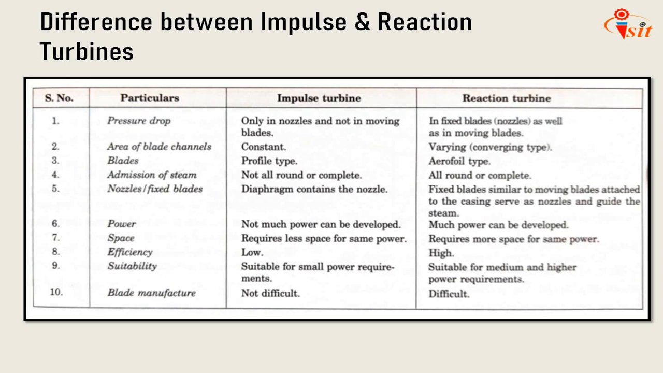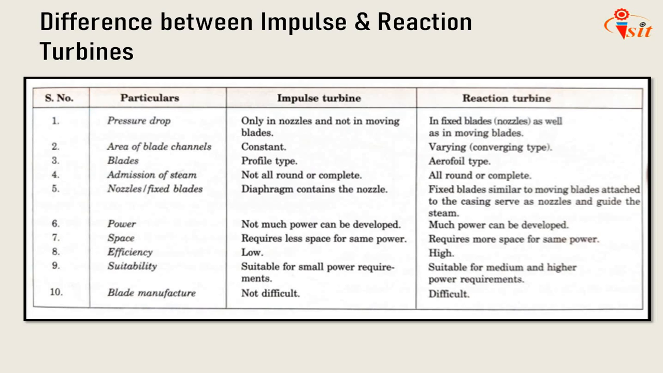Nozzles or fixed blades: in case of impulse turbine, the diaphragm contains the nozzle, but in case of reaction turbine, fixed blades similar to moving blades, attached to the casing, serve as nozzles and guide the steam. So here there is no need of diaphragm. The fixed end is attached to the casing itself.